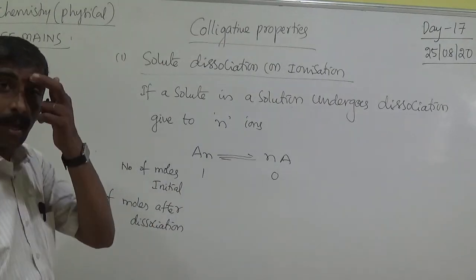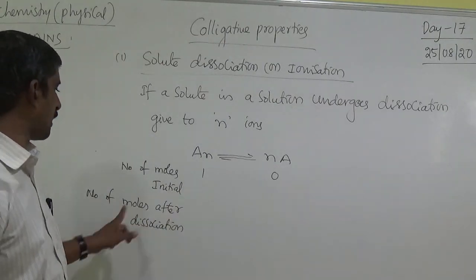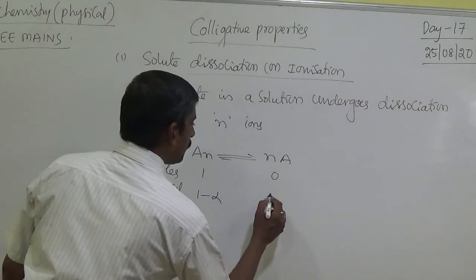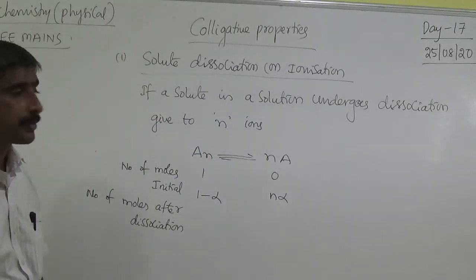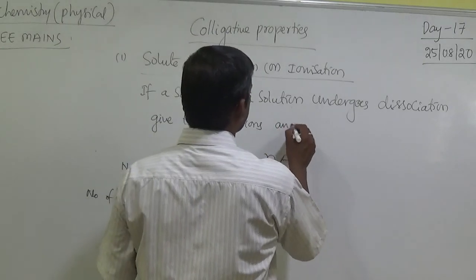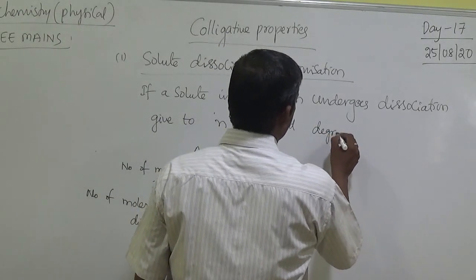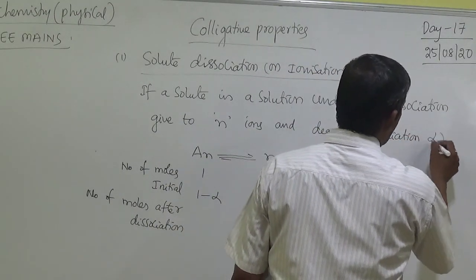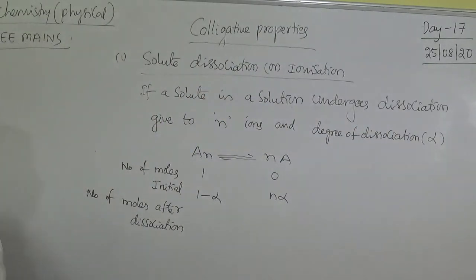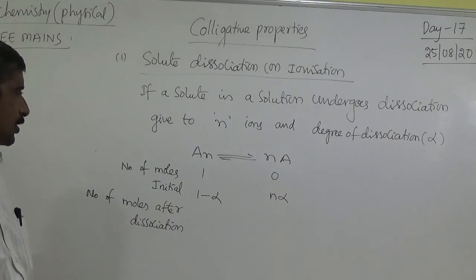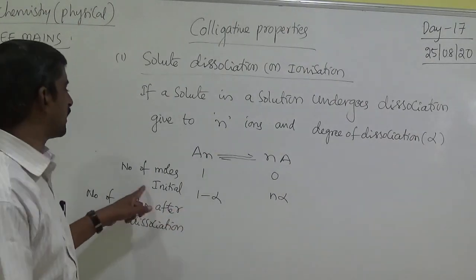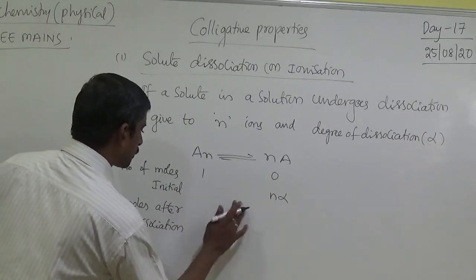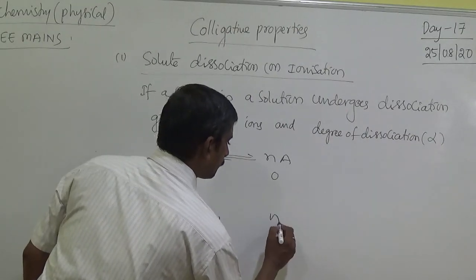Very, very important point. I will give one formula. Number of moles initial, number of moles after dissociation. Here 1 minus alpha, n alpha. Alpha means degree of dissociation. Initially the number of moles is 1 and 0; after dissociation it is 1 minus alpha and n alpha.